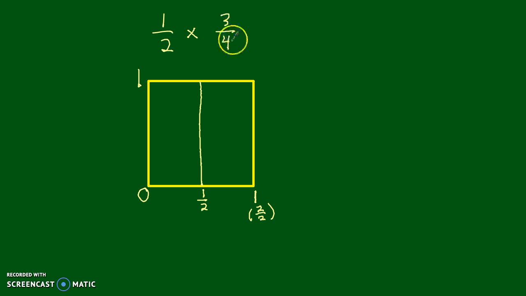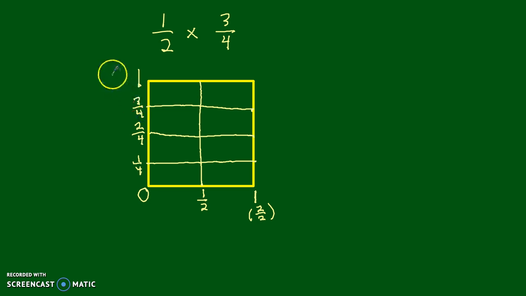Next, we look at the next fraction. We look at the denominator, 4, so we have to divide this into 4 sections, into fourths. Again, we can label them 1/4. Then we've got 2/4, and then 3/4, and then 4/4.